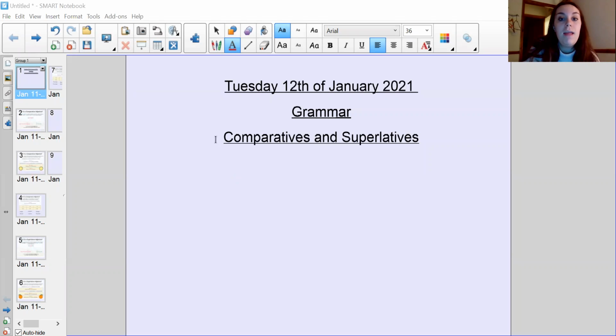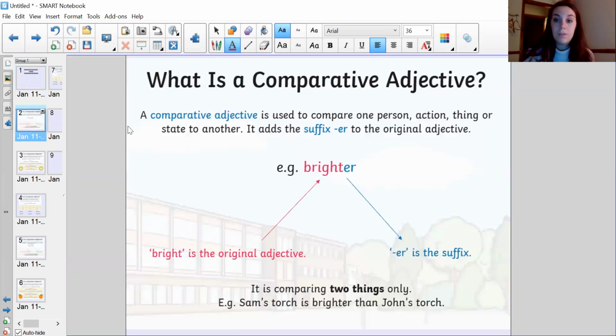Okay, so today is Tuesday and we are going to be looking at comparatives and superlatives. So what is a comparative adjective? A comparative adjective is used to compare one person, action or thing to another. So comparing a dog and a cat, or me and Miss Vink, or a house to another house. It adds the suffix -er to the original adjective.